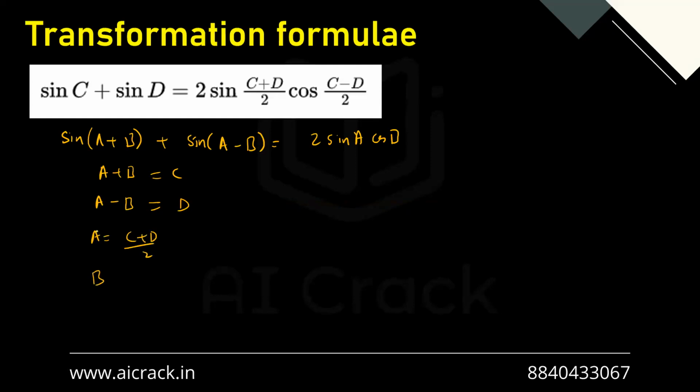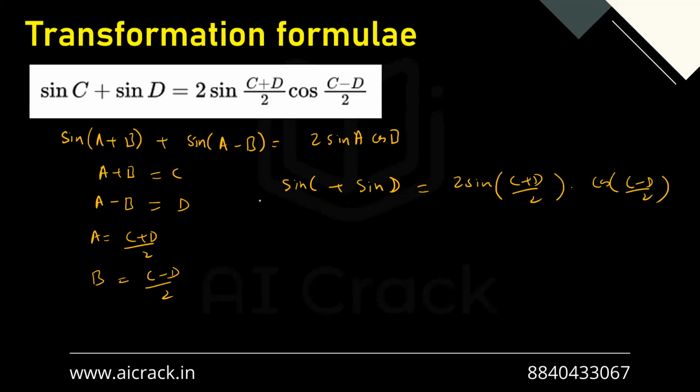And if we subtract both of these equations, we'll be getting B equals C minus D by 2. And this would be applicable in every set of formulas, right? So we'll be remembering that A equals C plus D by 2, B equals C minus D by 2, right? We'll be starting with this kind of formula only. Now if we replace this over here, we'll be getting sine C plus sine D equals 2 sine (C plus D by 2) dot cos (C minus D by 2), right? Very simple. It came from the basic original formula.